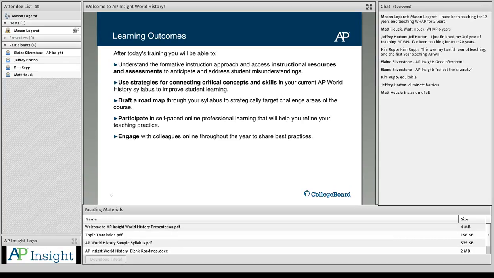Also, I want to point out down at the bottom too, engaging with colleagues online. There is a message board set up for AP Insight. And if I can put in my own personal plug, I'm the moderator of that message board. And so I would love to see all of you participating in that throughout the year, sharing ideas with colleagues around the country about what's going well, what's going badly, asking for help, offering advice, any of those types of things.